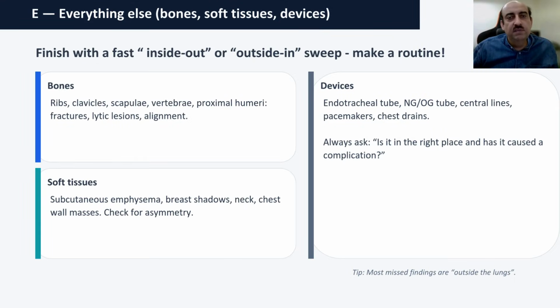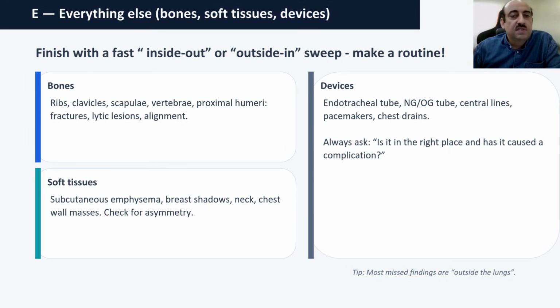Lastly, the E, which is everything else, that includes bones, soft tissue and devices. You need to form a routine for yourself, either an inside out sweep or an outside in sweep, but just follow the same routine. For the outside in sweep, you need to look at the bones: ribs, clavicles, scapulae, that might be a dislocated shoulder, vertebral bodies, proximal humeri. It could be a fracture, a dislocation, a lytic lesion, and also look at the alignment. The next is to look at the soft tissue.